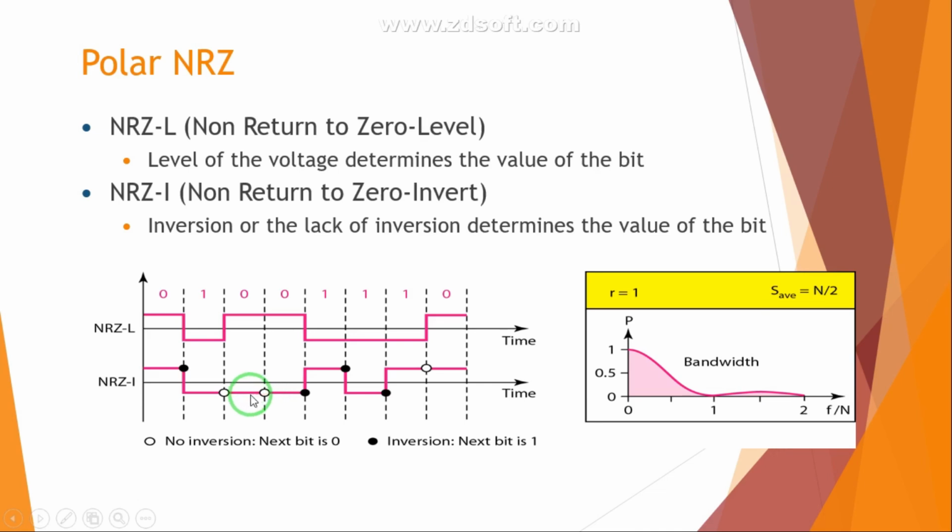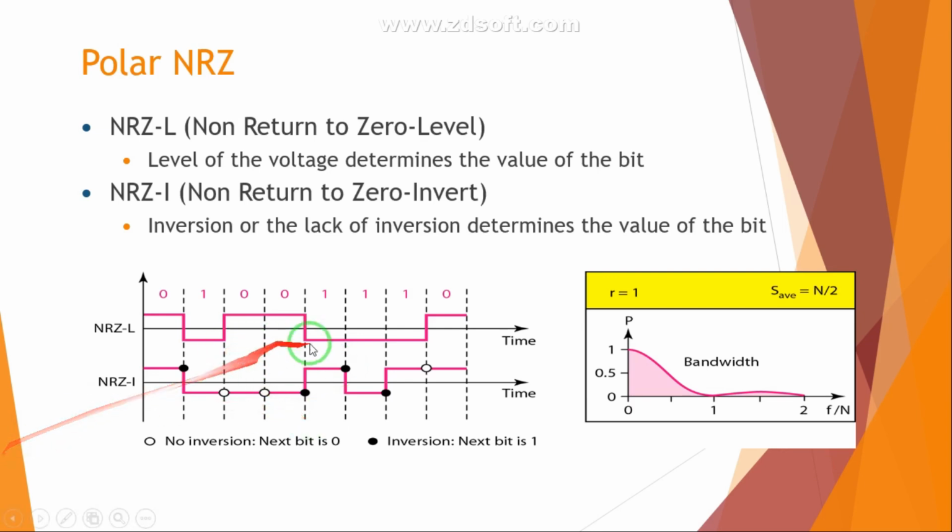Remember, again for the next bit 0, there is no inversion. But when the next bit is a 1, then there is a transition. Right? So earlier it was negative voltage, now it is represented by positive voltage. So always remember, guys, for non-return to 0 invert, for bit 0 there is no inversion, but when the next bit is 1, there is an inversion, there is a transition.